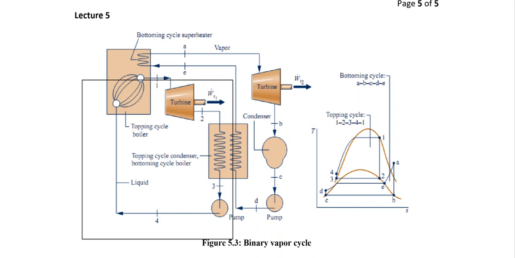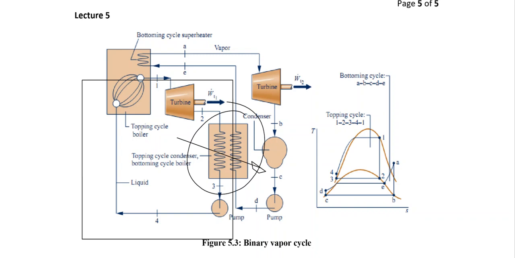But then obviously from 2 to 3, when we are throwing the heat out of the system, that is in a condenser. So then we can install another cycle, or we can have another cycle coupled to the topping cycle, and that means coupled with the condenser of the topping cycle. That means we can have a low temperature cycle. Now this condenser is in a bottoming cycle. This is our bottoming cycle now.